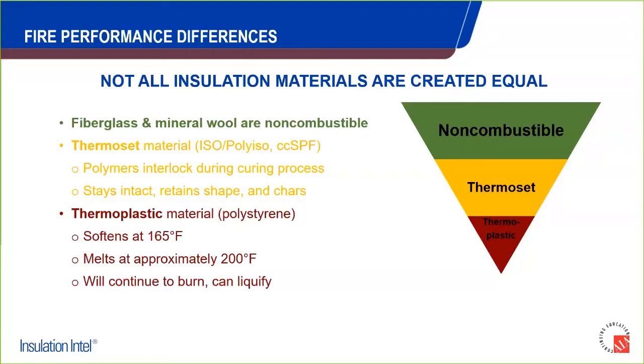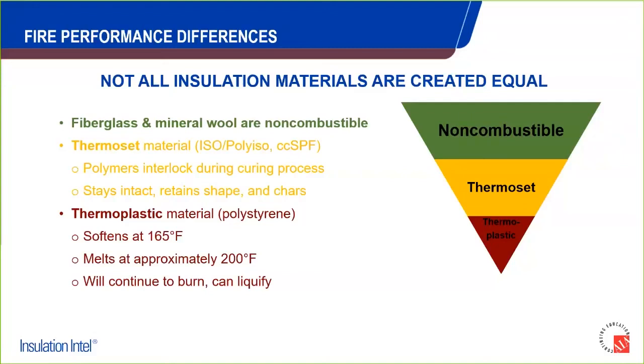And then there are the two types of plastics. There's the thermoset plastics, which have a higher melting point than the thermoplastics, like the polystyrenes. So into this category is the polyisos and the closed-cell spray foam, which is a closed-cell polyurethane product. Still plastic, but the polymers do interlock during the process, which means that when they burn, if they burn, they char rather than melt. So that gives them some better characteristics during a fire in the exterior assembly. They retain their shape, so they're not melting through the system and sort of spreading liquid fire.